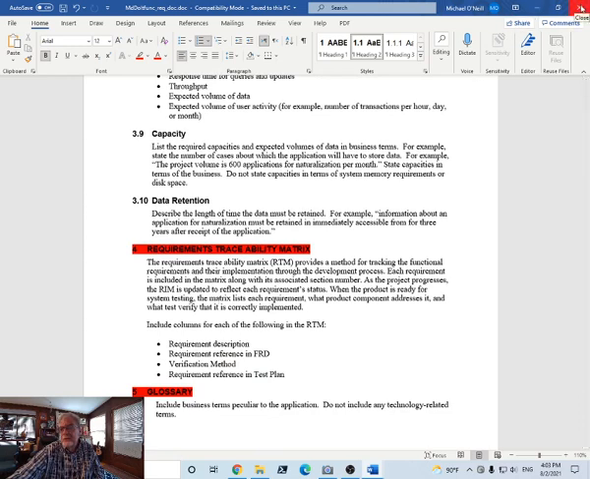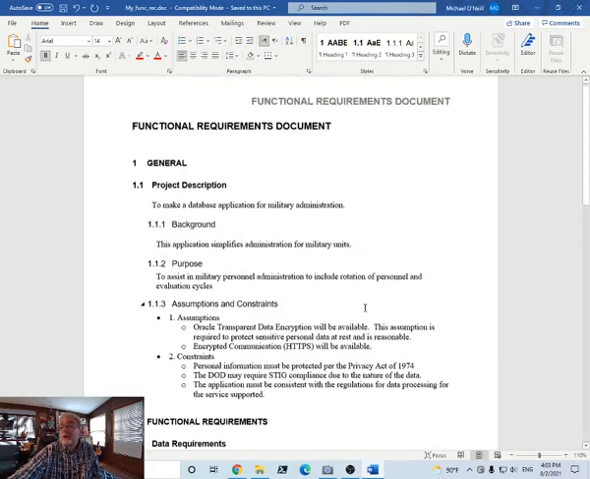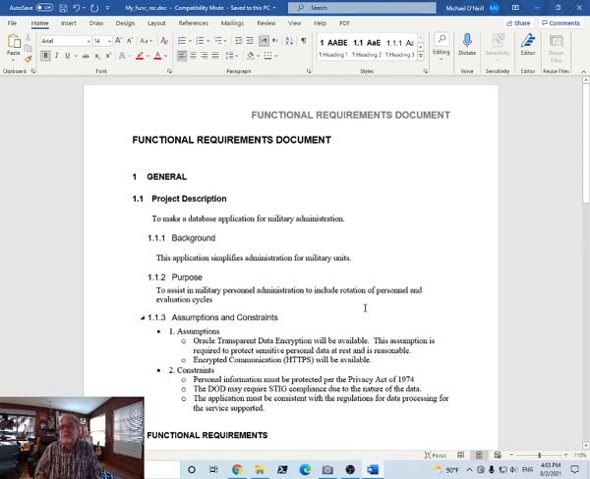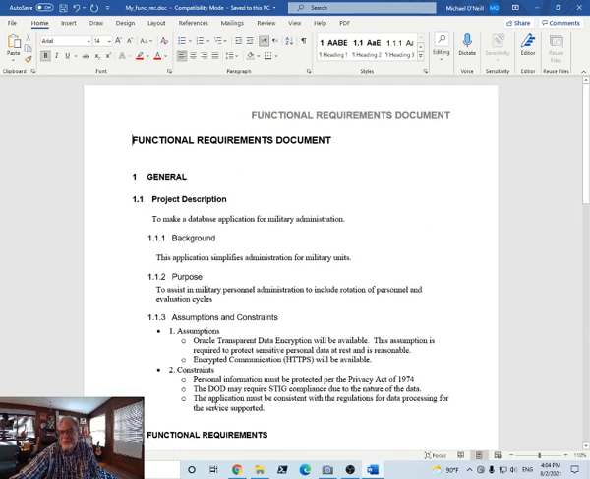Okay, now I will give you an example of how to apply this functional requirements to your project. Okay, here we go. This is how I applied it to my fictional project of a database application for military administration. You notice there's no italics in here. I got rid of everything with italics. That's an instruction to you that has no business in the final document.